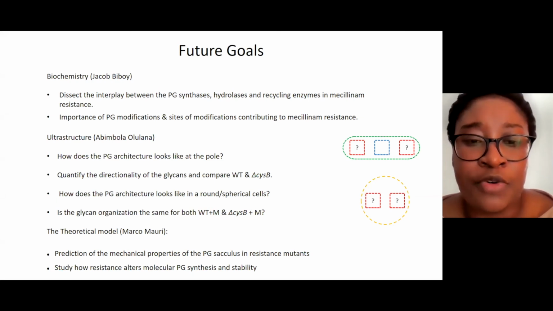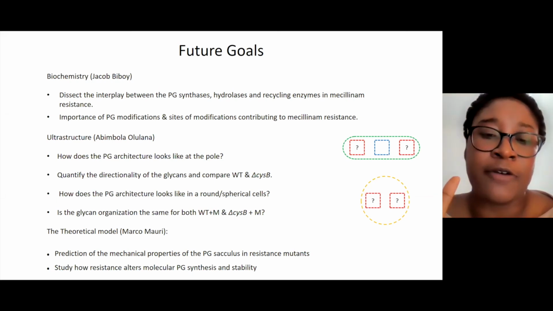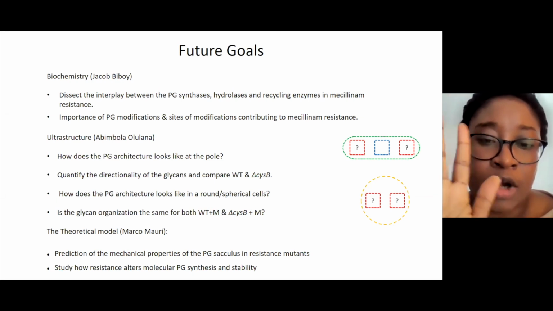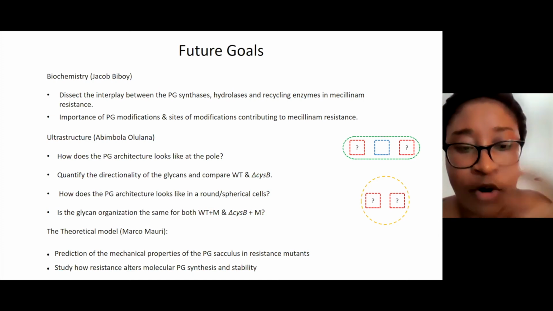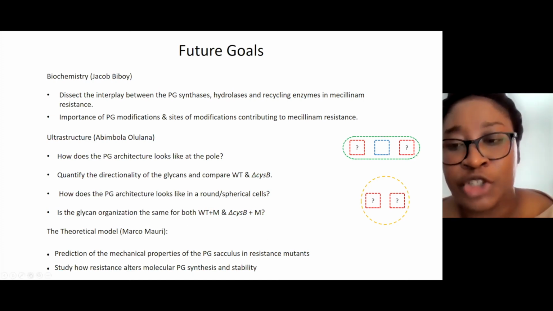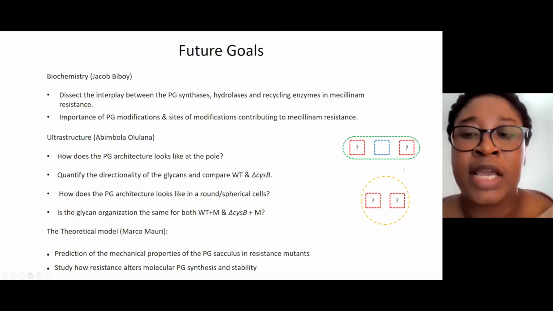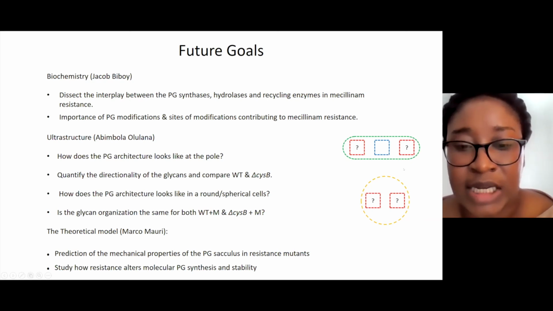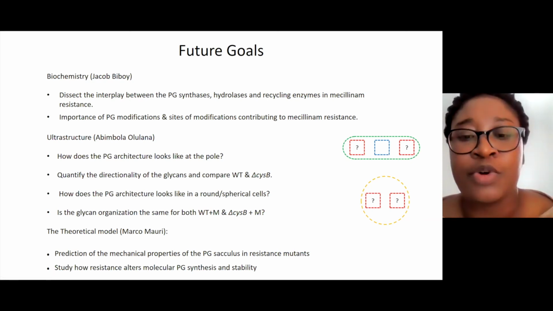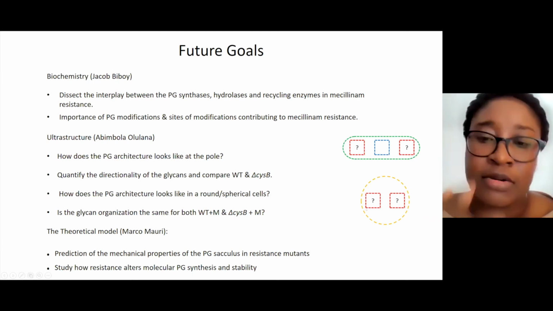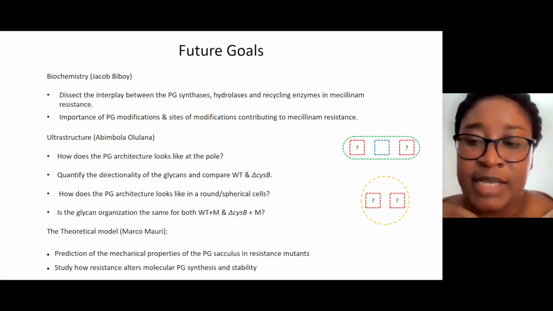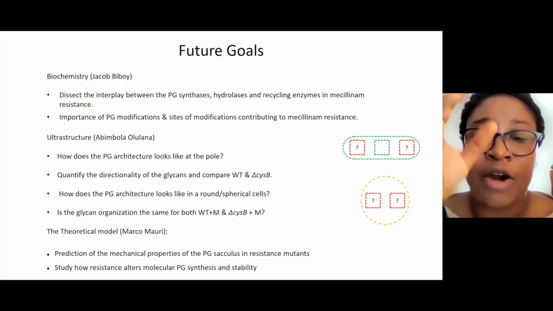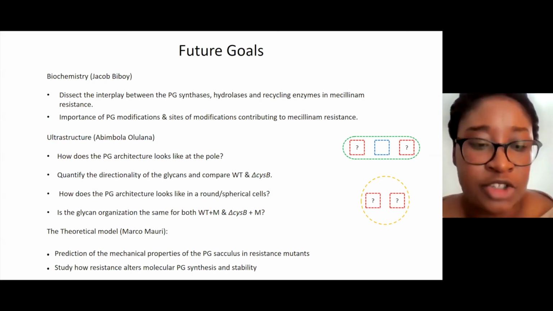From my own point of view, so far we've only focused on the core, the body of the sacculus. So we are now going to be looking at the poles and trying to see, do we have short chains? Do we have long chains? Do we have less ordered, disordered structures? At the same time, we'll also be looking at the rounded cells, when the rod is treated with mesenchymal. We want to see whether we have short chains, and whether we also have lack of orientation and disordered structures.